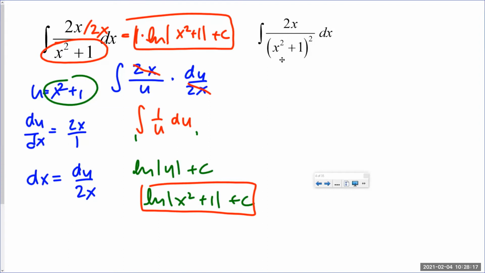So you wouldn't make the whole bottom your u, because obviously that didn't work. So what you'd have to do is pick the parentheses as your u. And you guys are comfortable with that, right? The parentheses is usually your u. You take the derivative of this. The notation for derivative is du over dx equals 2x, okay?